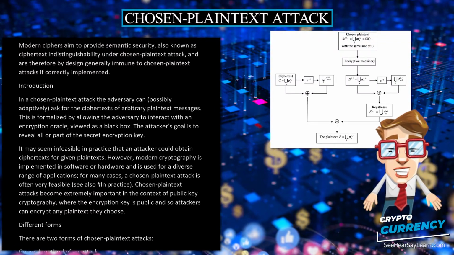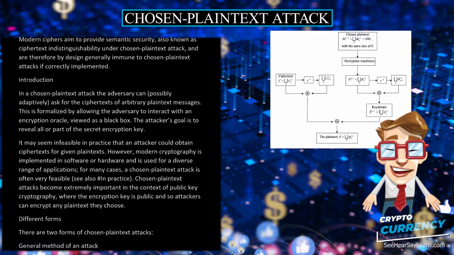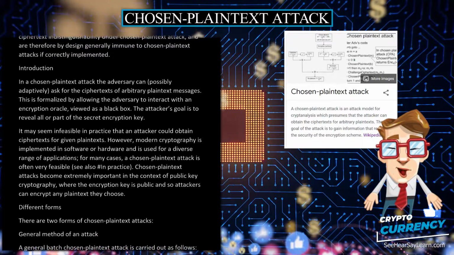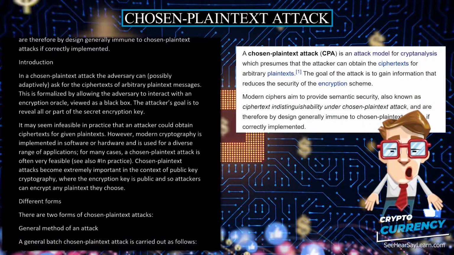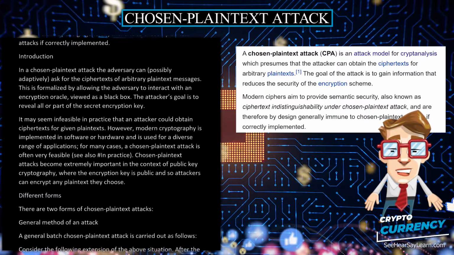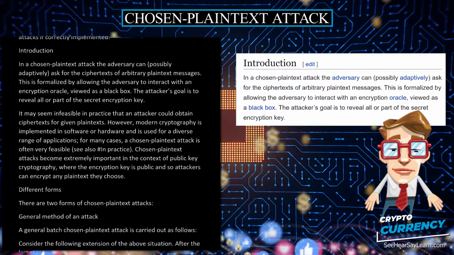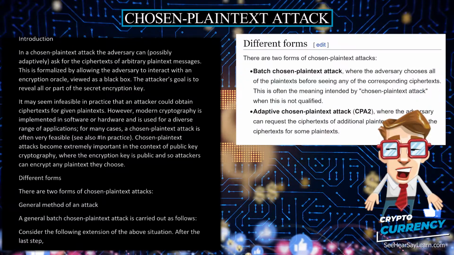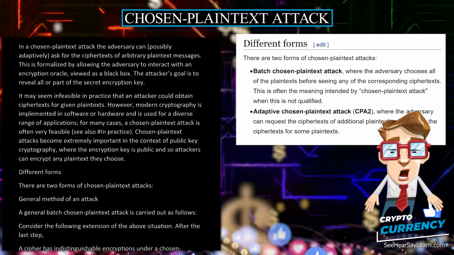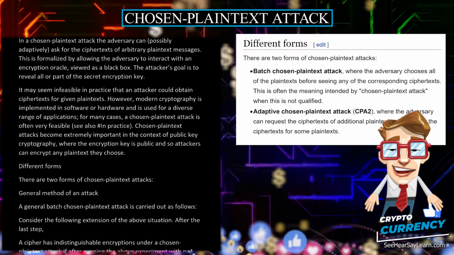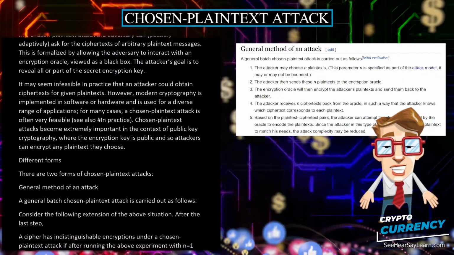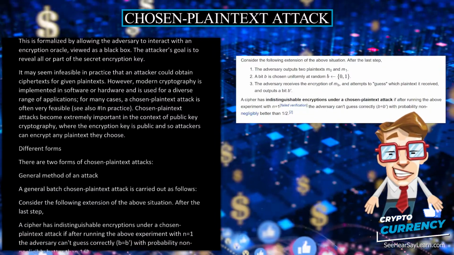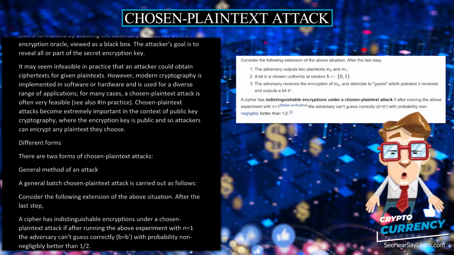It may seem infeasible in practice that an attacker could obtain ciphertexts for given plaintexts. However, modern cryptography is implemented in software or hardware and is used for a diverse range of applications. For many cases, a chosen plaintext attack is often very feasible. See also the section on practice. Chosen plaintext attacks become extremely important in the context of public key cryptography, where the encryption key is public and so attackers can encrypt any plaintext they choose.